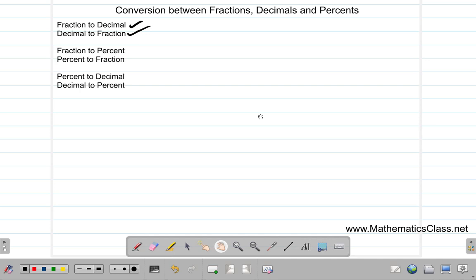Alright, let us continue. Conversion: fraction, decimal, and percent. Now, the Jamaican patois now. Here, fraction to percentage, that's how we reach.